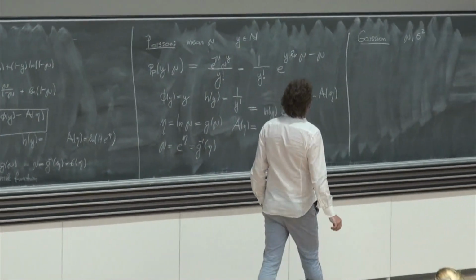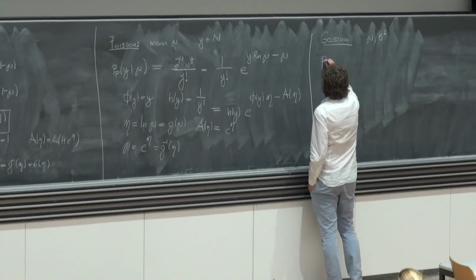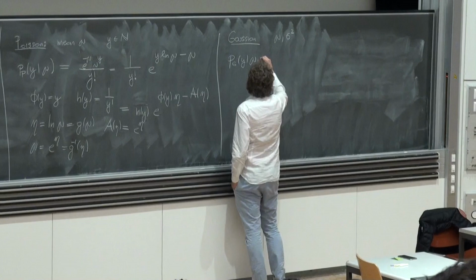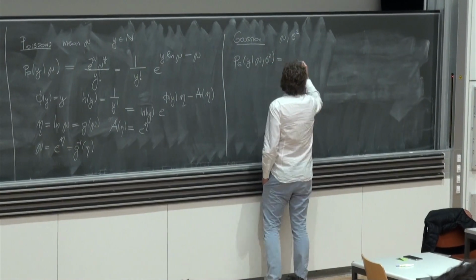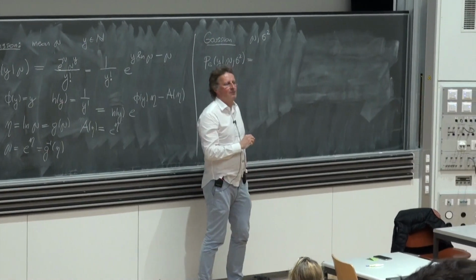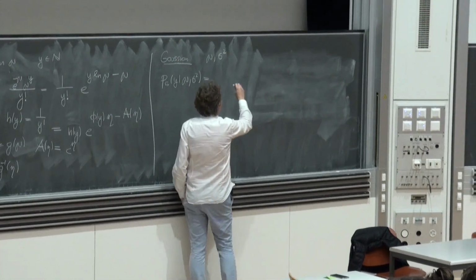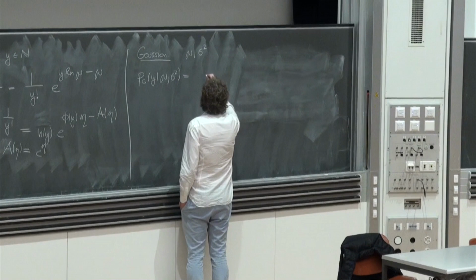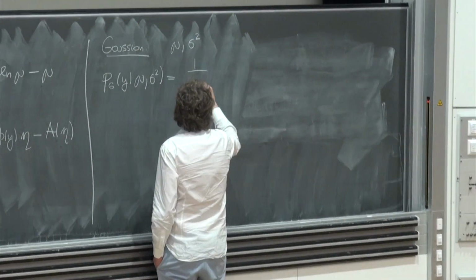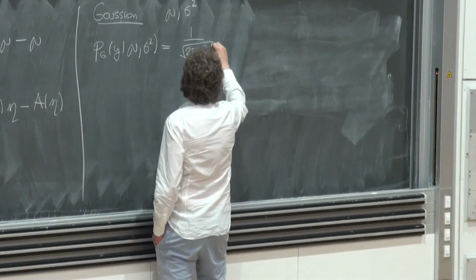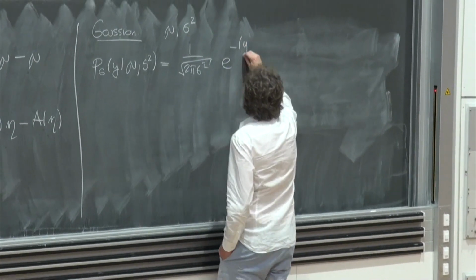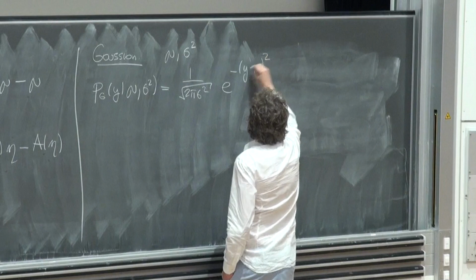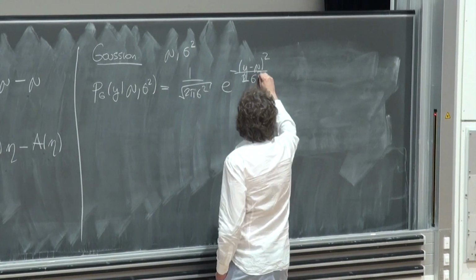So again, what does it look like for the Gaussian? P of the Gaussian of y. And so now we have the mu and we have the sigma squared. Right, so what should I write here? What is the standard density for the Gaussian? Someone tell me. 1 over 2 pi sigma squared, square root, times e to the minus, y minus the mean squared over 2 sigma squared.